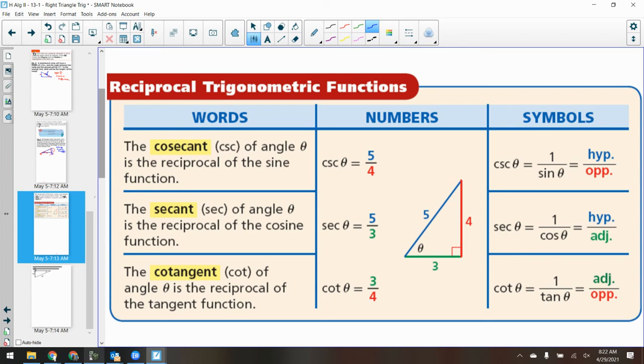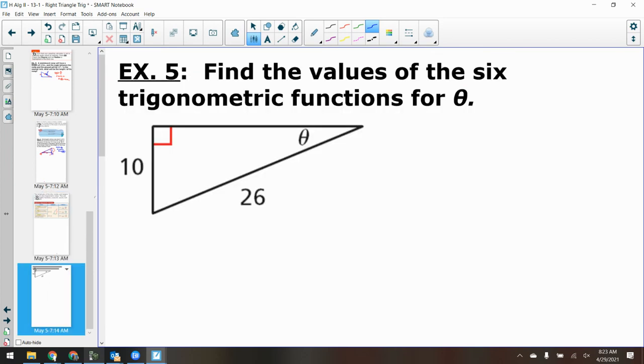Okay? And what does that mean? That means, look, if sine is opposite over hypotenuse, then cosecant is hypotenuse over opposite. If cosine is adjacent over hypotenuse, then secant is hypotenuse over adjacent. If tangent is opposite over adjacent, then cotangent is adjacent over opposite. Okay, there are 3 new trigonometric ratios, but they're not really new. They're just the reciprocals. Okay, so let's take a look and identify them.